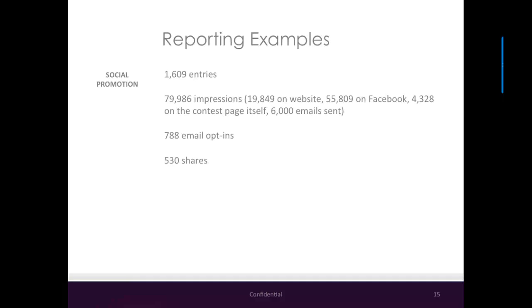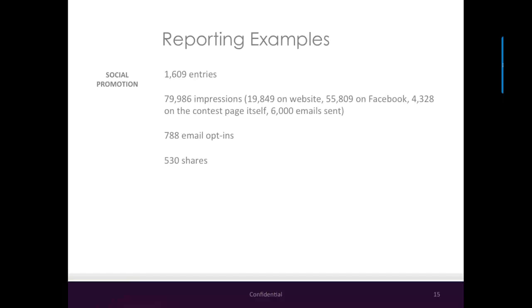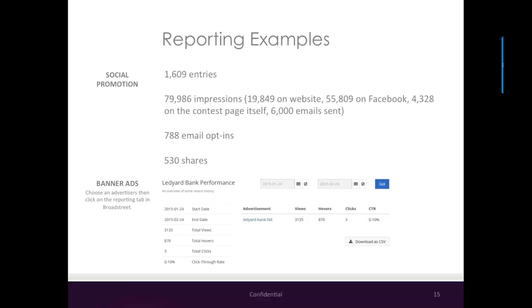I'll give you one other example. Brian will click through the slide here for me. Just waiting for the screen to catch up a little bit. Banner ad reporting, right? In this case, this is a report from the Broad Street ad server, but most ad servers throw this out there. Again, it's views, hovers, clicks, and click-through rate. If you wanted to do banner ads, you could generate this report.